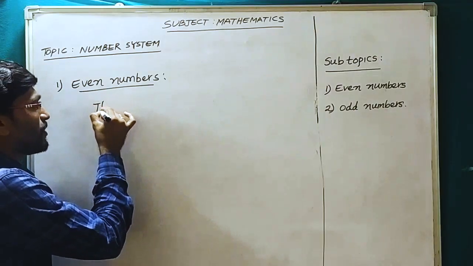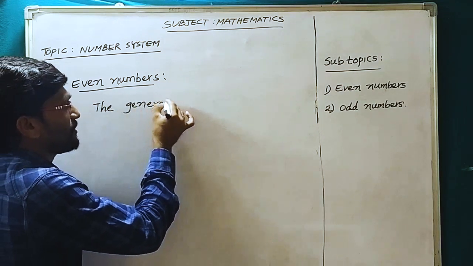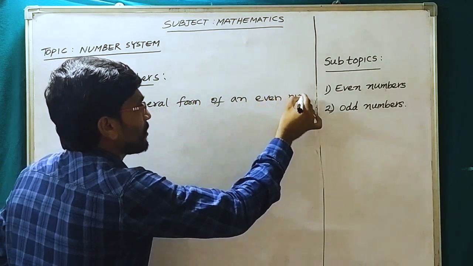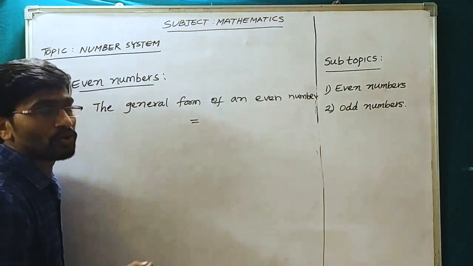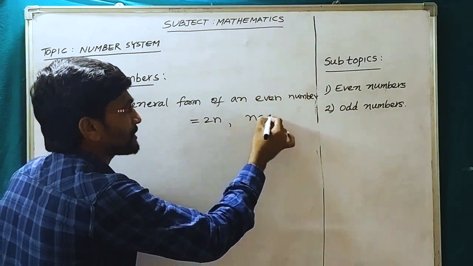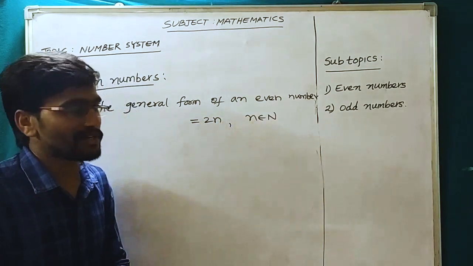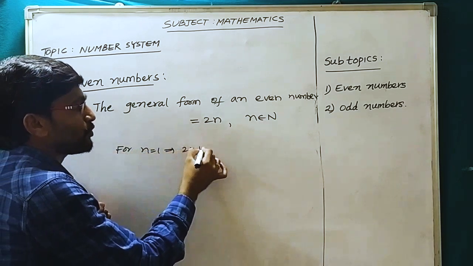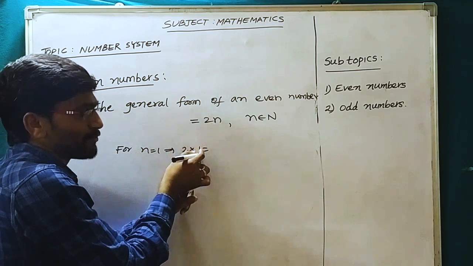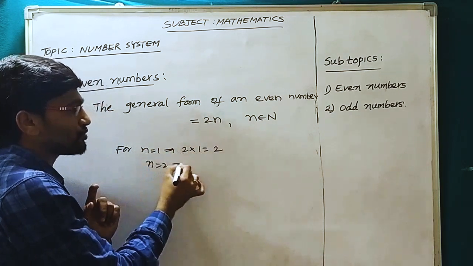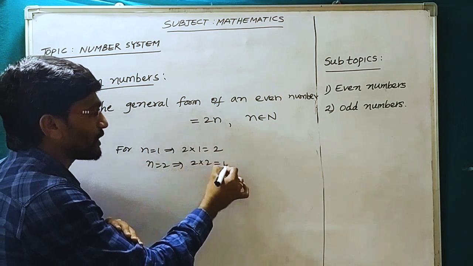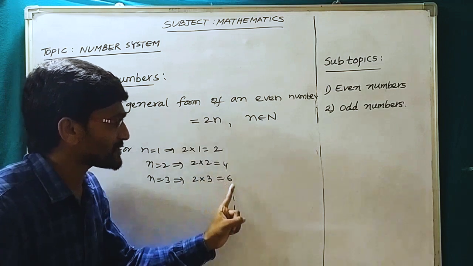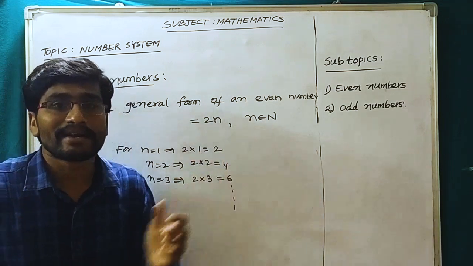Next one, the general form of an even number. The general form of an even number is 2n, where n is a natural number. That means if n is equal to 1, what do we get? 2 into 1, which is 2. n is equal to 2, then 2 into 2 equals 4. n is equal to 3, 2 into 3 equals 6. That means 2, 4, 6, 8 and so on are called the even natural numbers.